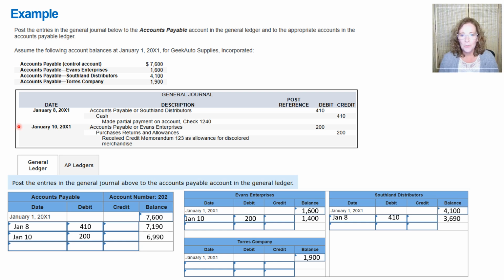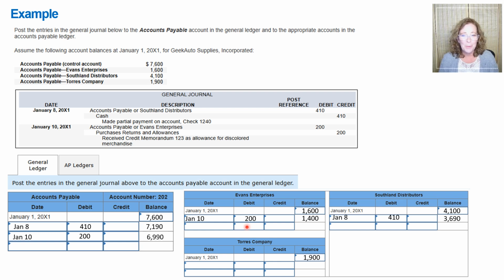The January 10th transaction, there's a debit to accounts payable for $200 for Evans Enterprises. So let's post that next. We first go to the accounts payable account, write the date into the date column, and then post the debit to the accounts payable account and then a credit to the purchases, returns, and allowances account, which is not shown here. Then we go to the subledger account for Evans Enterprises, write the date into the date column, and then post the debit of $200 to the subledger account.